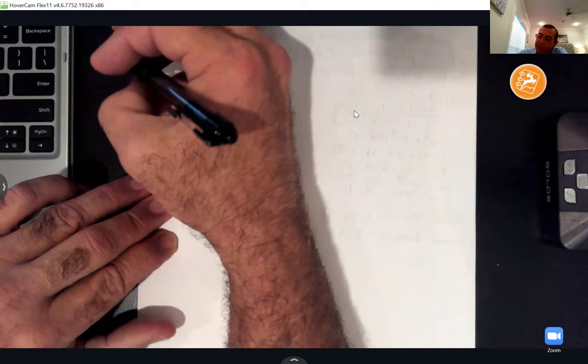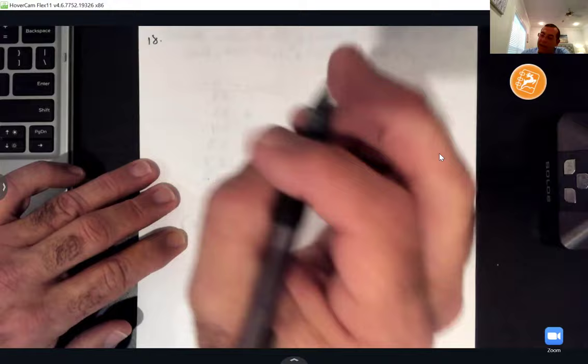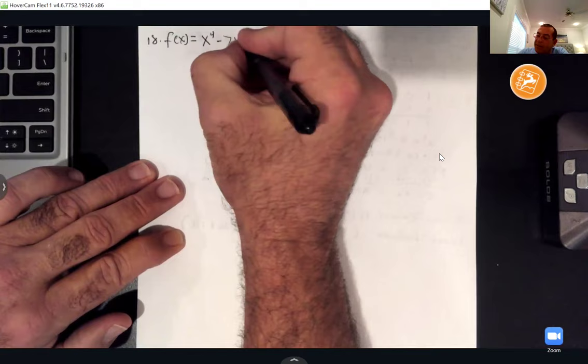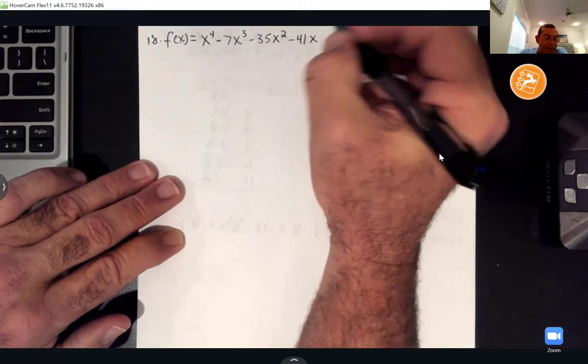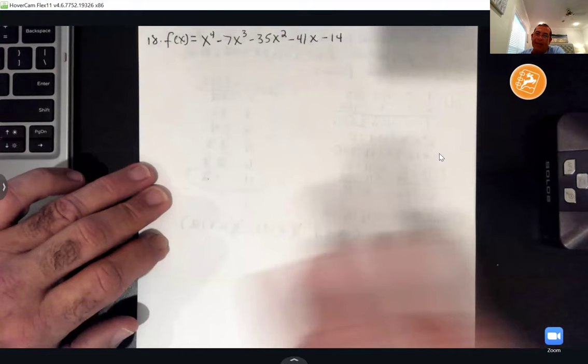So this one will be like 18. 17 had three zeros just like that one, okay? So for 18, they're giving us f of x equals x to the fourth minus 7x to the third minus 35x squared minus 41x minus 14. See, y'all, same thing. We're going to find four zeros on this one and then write them as linear factors.